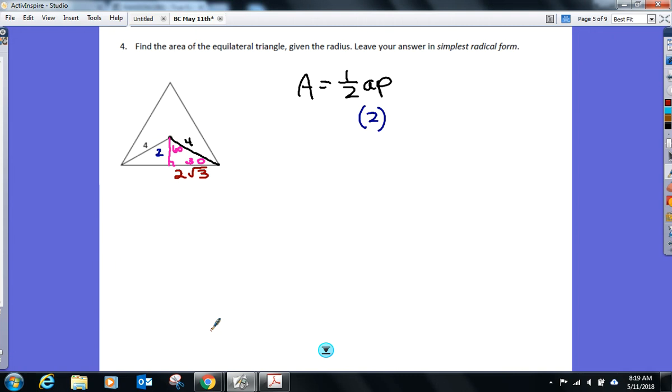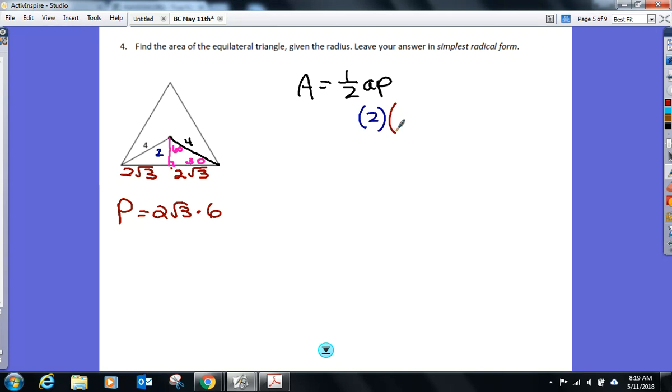2 radical 3 times 2. Take that and multiply it by 3. So multiply it by 6. Right? Yeah, that's fine. Because remember, that's bisecting. That's a median as well, not just an altitude, it's also a median. So this is also 2 radical 3. So the perimeter would be 2 radical 3 times 6.